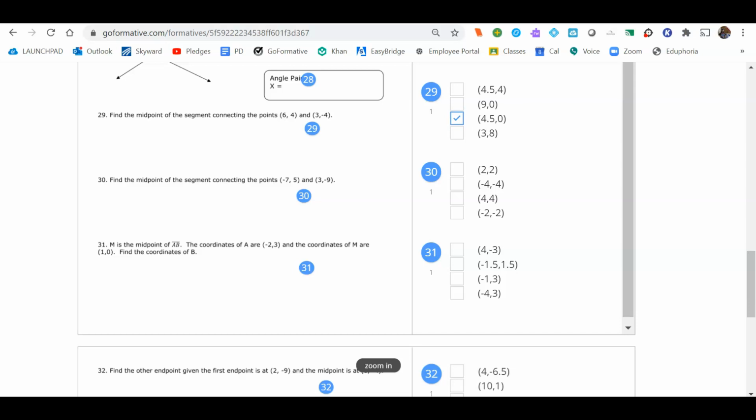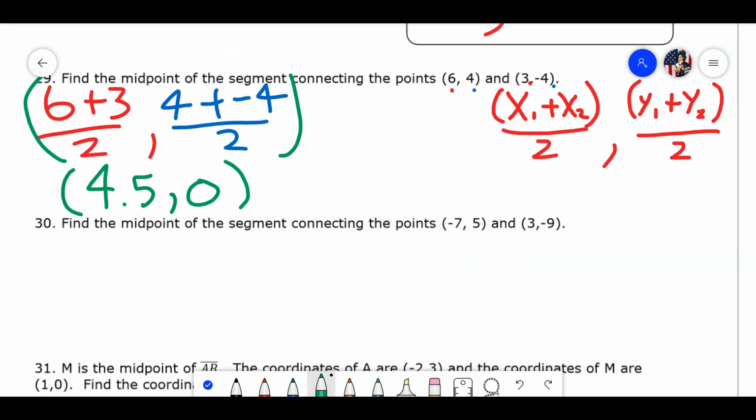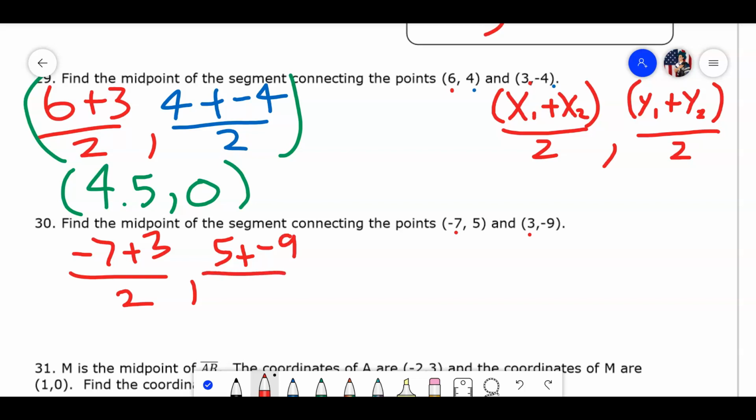Number 30 is asking us to do the same thing, so let's do that. I'm going to add up my x values. So negative 7 plus 3 divided by 2. And then 5 plus negative 9 divided by 2.